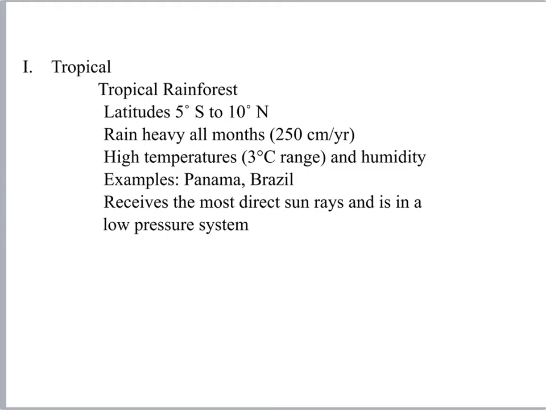So within the tropical latitudes, we can have the tropical rainforest. They're typically between 5 degrees south and 10 degrees north. They have heavy rainfall, about 250 centimeters per year, and high temperatures, but a small range, only about a 3-degree range. They also have high humidity. Examples are Panama and Brazil. They receive the most direct sun rays because they're near the equator, so that's going to give them their hot temperature. Plus, it's a low pressure system at the equator, so that's going to give it its rain.